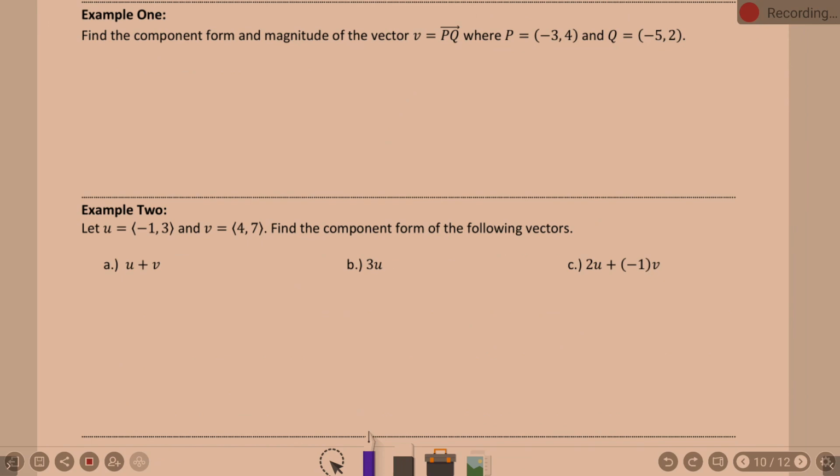So example 1. Directions ask me to find the component form and magnitude of the vector v equals vector pq, where p is defined to be negative 3, 4, and q is defined to be negative 5, 2. Okay, let's start with component form. If you look back up above, any thoughts on how we can find component form?